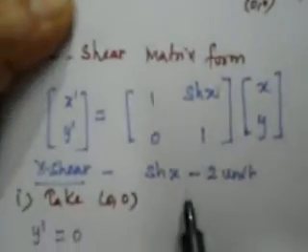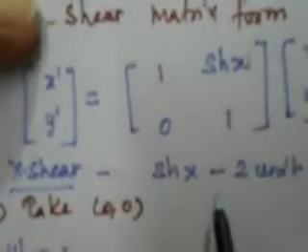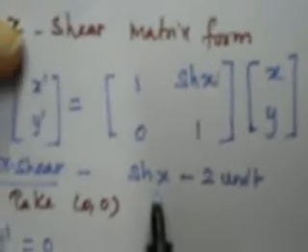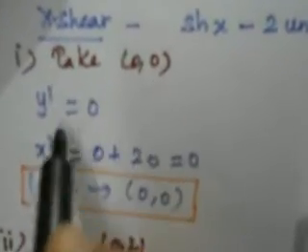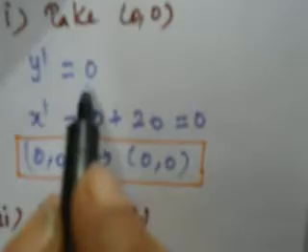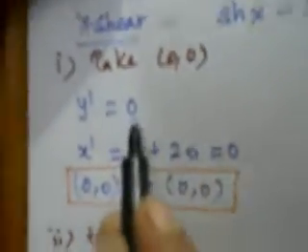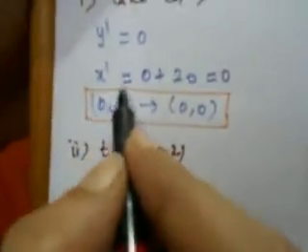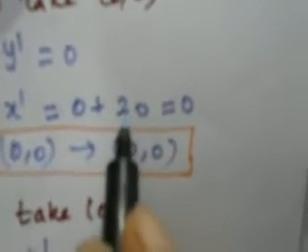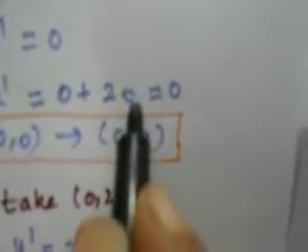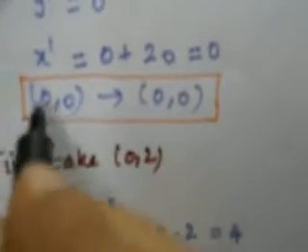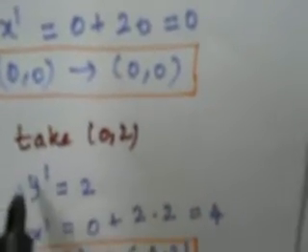Now we must also know the shearing parameter value. Here it is x shearing, so SHX we are assigning the value 2 units. First we are going to take the point 0, 0. Here y dash is equal to y, which is 0, so y dash is also 0. x dash is equal to x, here 0, plus SHX 2 into y 0, so the result is also 0. So 0, 0 becomes 0, 0.